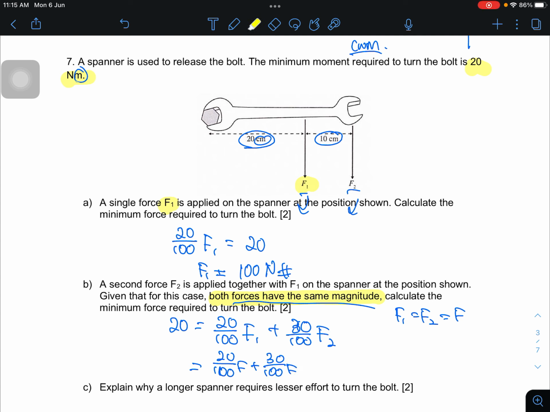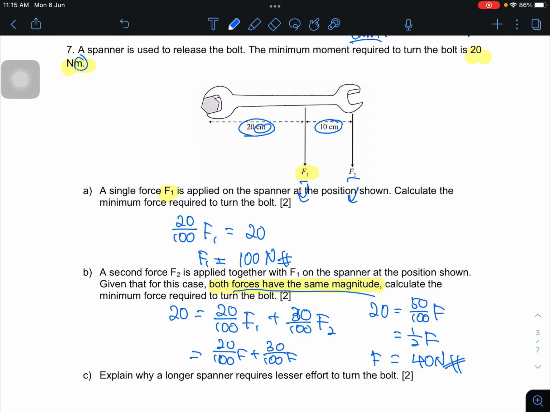Since they're both F, I can just simply add them up, which is 50 over 100 F. 20 is equal to 50 over 100 F. 50 over 100 is half F. So in this case, F is equal to 40 Newton. That's it. I can turn the spanner if I have two forces and each at 40 Newton.